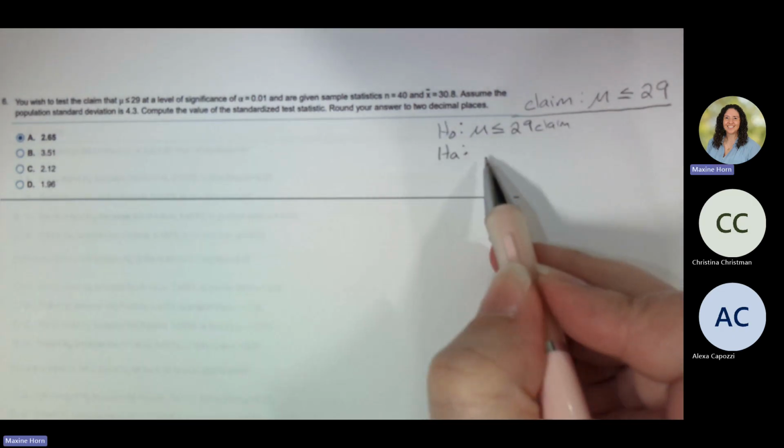Okay. So now we need to say, is that my null hypothesis or is that my alternative hypothesis? Since it has some type of equality and not just an inequality, that makes it the null hypothesis. So our null hypothesis is that the population mean is less than or equal to 29. Right, that's our claim. And so now we need to write our alternative hypothesis, which is the complement of that, which is that the mean is greater than 29.